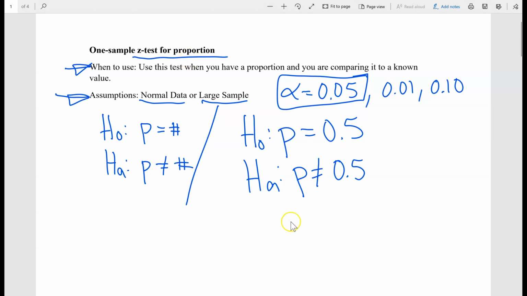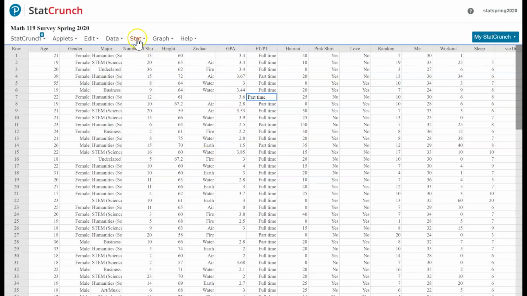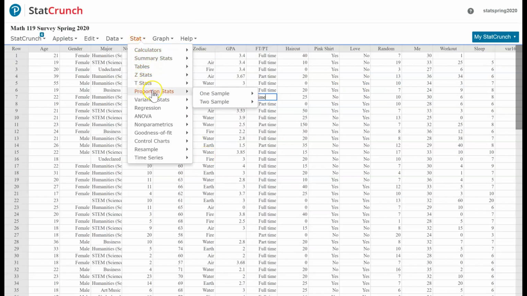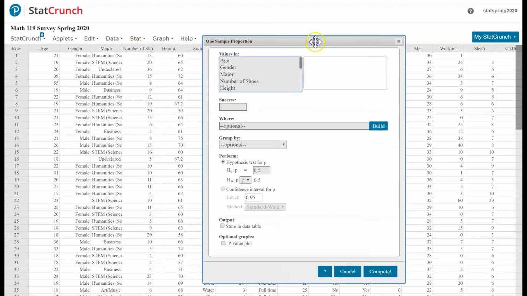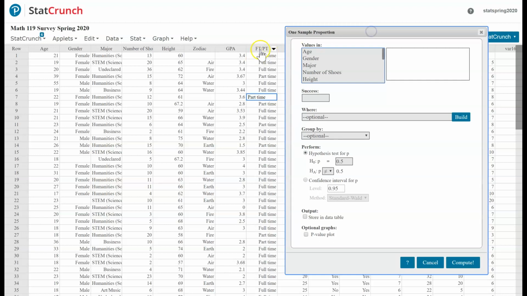If you're using a z-test for proportions, this is what you're going to do. You're going to click on Stat, then go to Proportion Stats, then click on One Sample. First, let's click on With Data. With data, you're looking at full-time and part-time, so that's FT and PT. I'm going to go all the way down to FT and PT. Then the success is going to be full-time. You have to be very careful because this is case sensitive, so make sure that the way it's written here is the way you write it here. So full-time, because we're going to look at full-time. Then you're going to see hypothesis test for P. P in this case is going to be equal to 0.5.